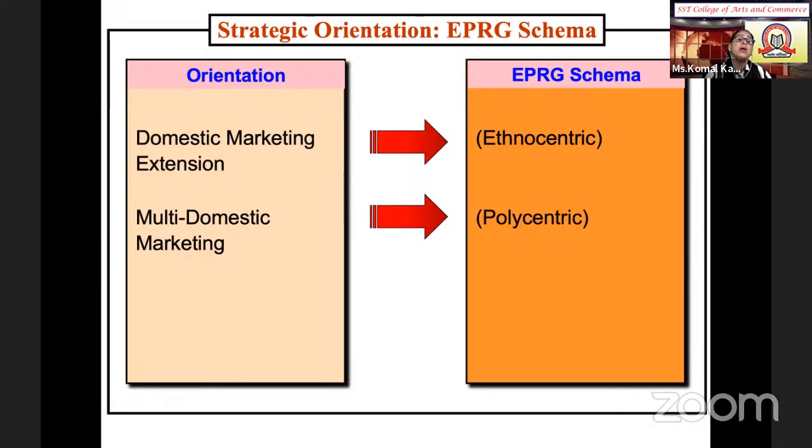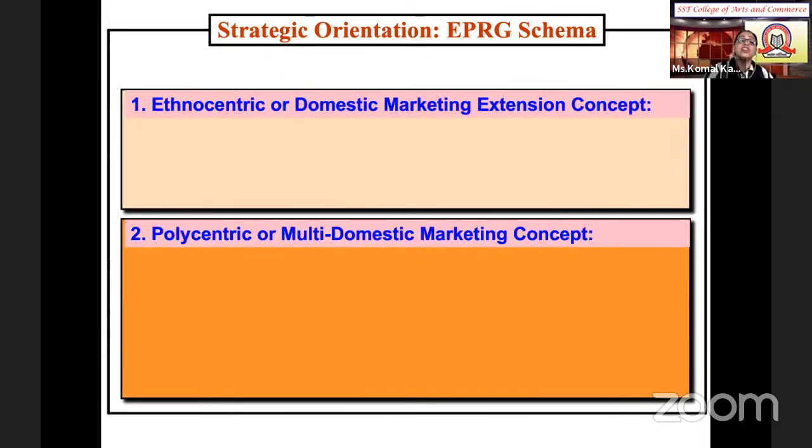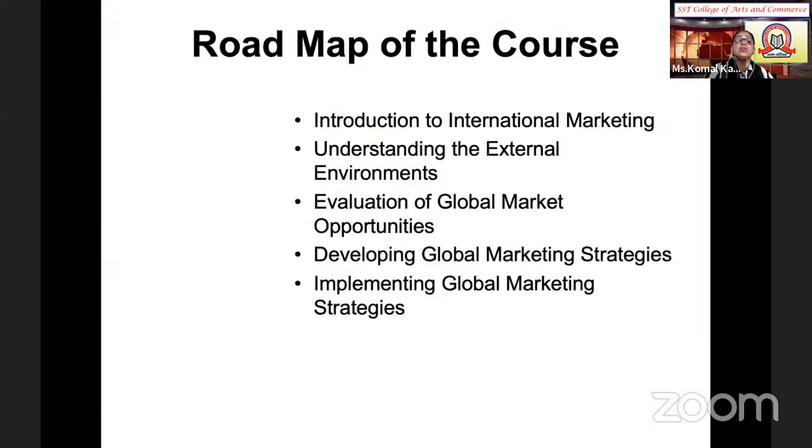Multi-domestic marketing, polycentric. When we are following multiple marketing strategies in our nation, we should not carry all those multi-segment marketing strategies. We must focus on one, that is polycentric in international marketing. Global marketing: when the country goes global, they have to take care of a particular region or geography, that is geographical location, which will be called geocentric. Ethnocentric or domestic extension, polycentric or multi-domestic concept. These all we understood. Now let us go to the road map of this international marketing.